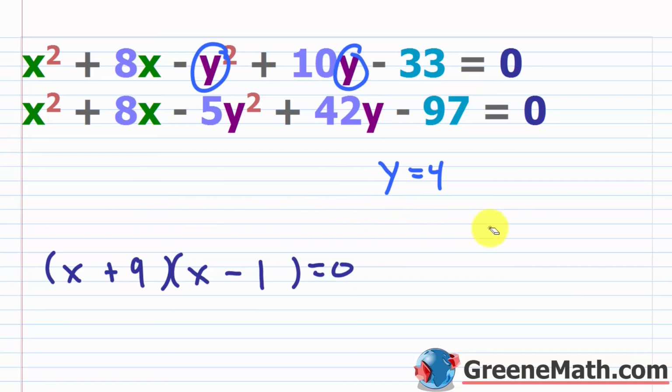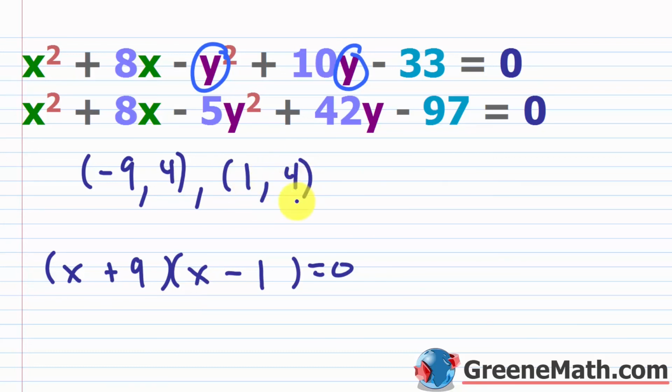So I would say that you have one ordered pair that would be negative 9, comma 4, that y value, and another that would be 1, comma 4. Okay, so two solutions. I've already checked these. I know they work. Once again, you always want to check your solutions.